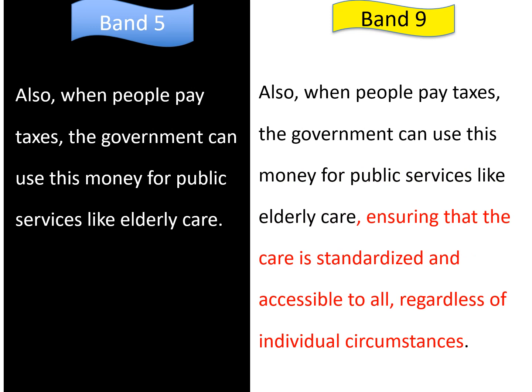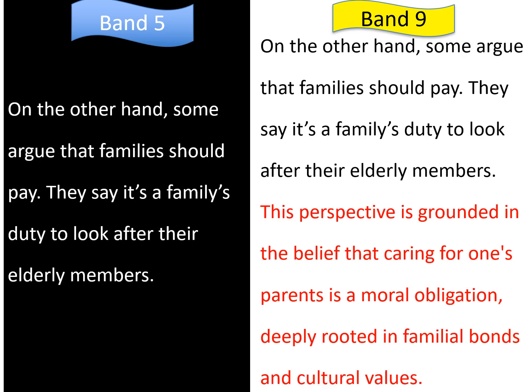Also, when people pay taxes, the government can use this money for public services like elderly care, ensuring that the care is standardized and accessible to all, regardless of individual circumstances. On the other hand, some argue that families should pay. They say it's a family's duty to look after their elderly members.